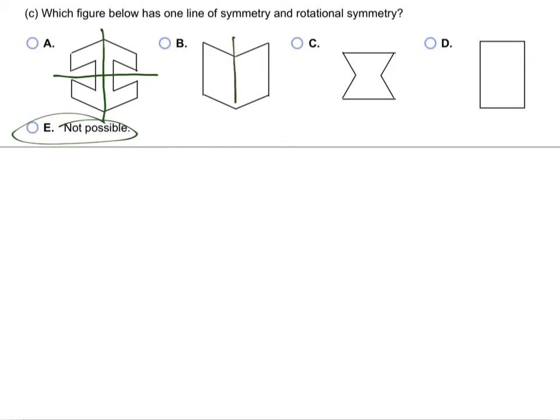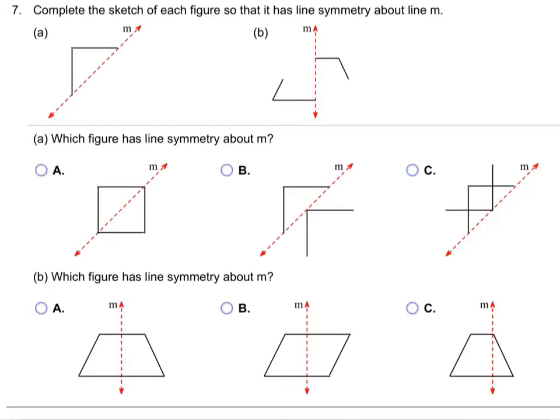Yeah, he's got the one fold line only, but you can't rotate him any less than all the way around and have him fit unto himself, huh? So he's got no rotational symmetry. He's supposed to have rotational symmetry. He doesn't. What's wrong with C? What's C's problem? Again, 2 lines, supposed to only have 1 line of symmetry. And D, same thing, 2 lines. So yeah, E, not possible. Not possible. Good work. All right.